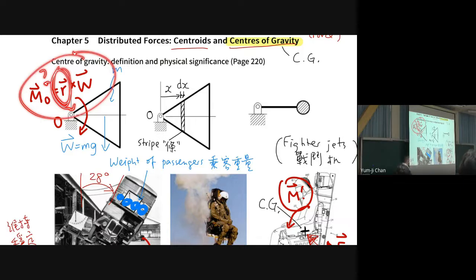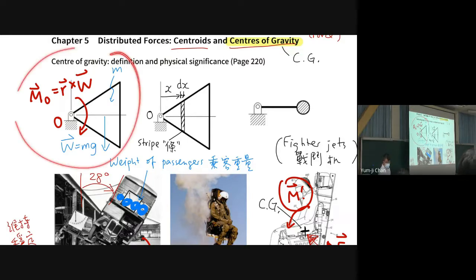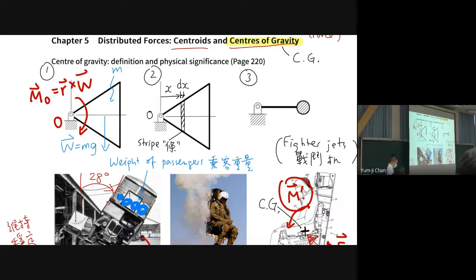By doing this center of gravity, we put this into here. Let's say this is 1, this is 2, and this is 3. The mass of this triangle is m, and we put it as the whole mass at one point, m here.